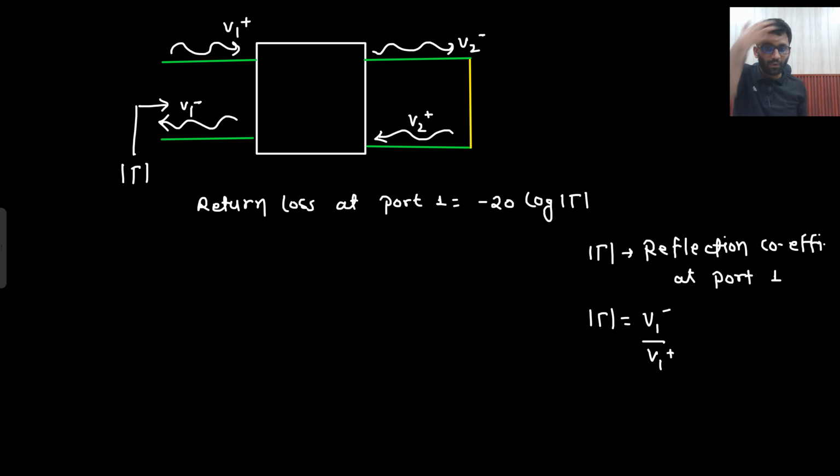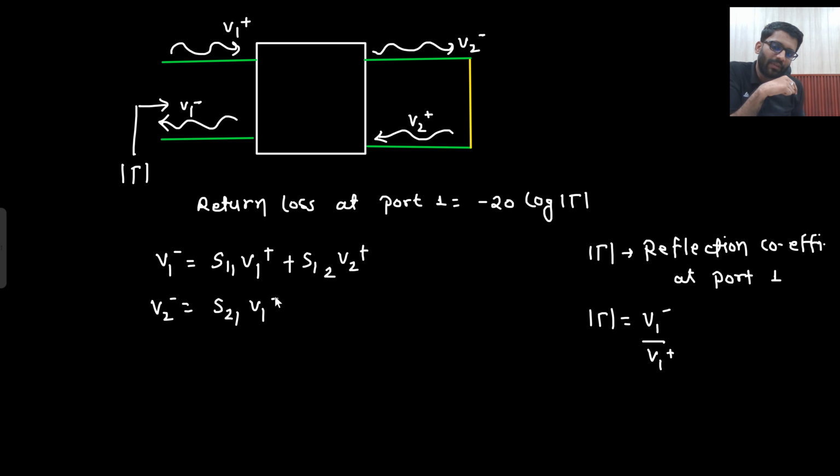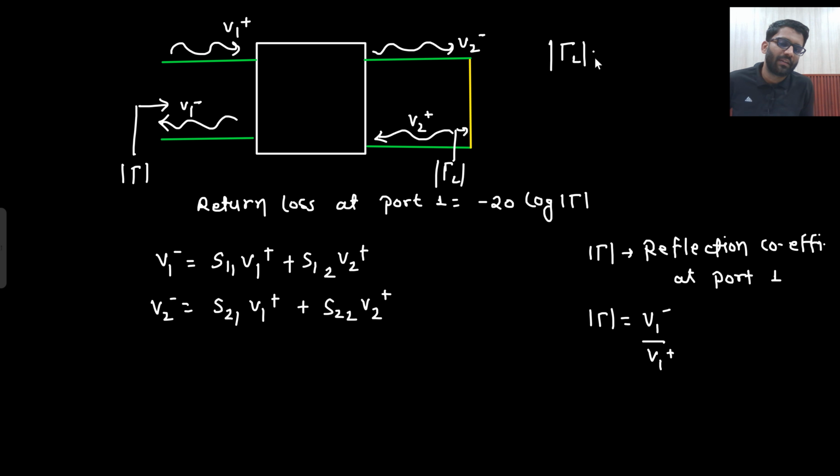So how can you find it? What I know is that V1 minus is equal to S11 V1 plus plus S12 V2 plus, and V2 minus is equal to S21 V1 plus plus S22 V2 plus, right? Here a short circuit load is there. What is the reflection coefficient here? That is -1, but that is at port 2. Reflection coefficient at port 2 is -1 because ZL is 0, so (0 minus Z0) upon (0 plus Z0) is -1. And this is equal to V2 plus divided by V2 minus, so that is equal to -1.